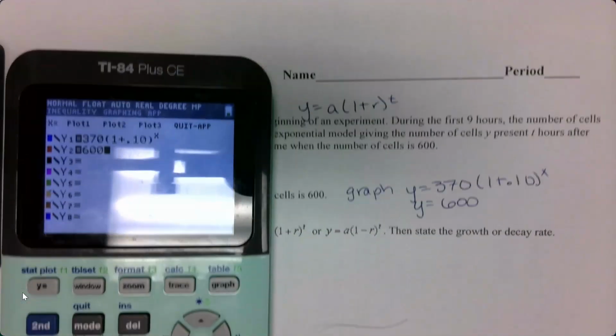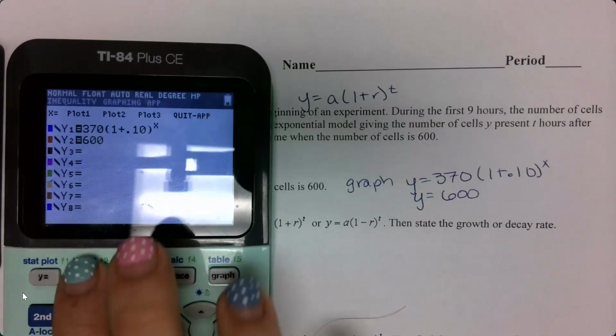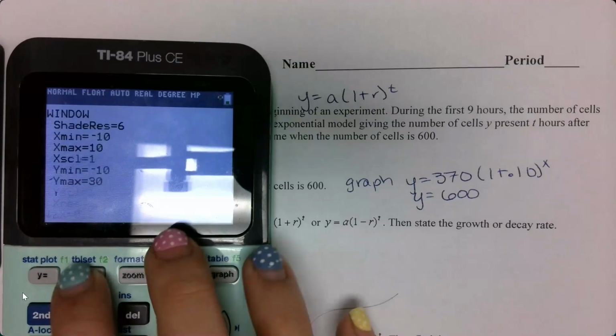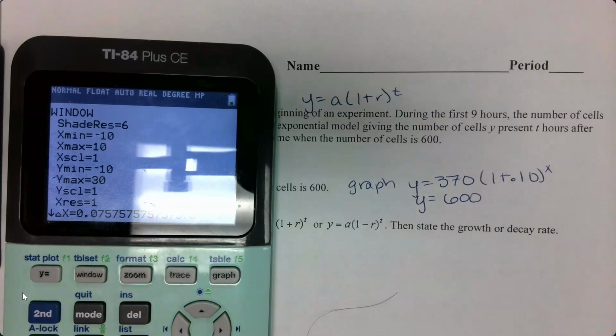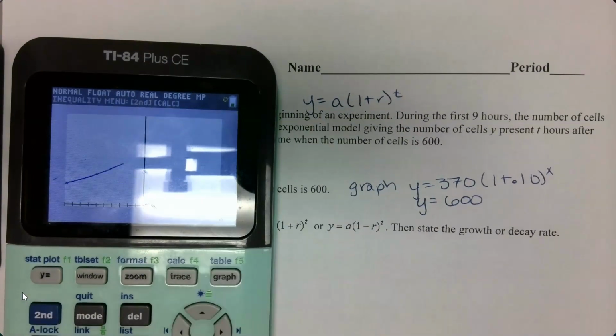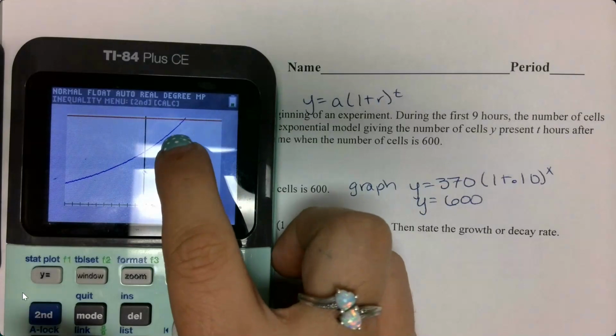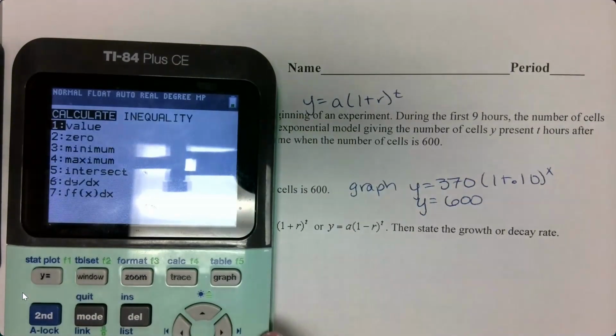I know my graph needs to go up to 600 to cover that y, so I'm going to go to window, and I want to go down to my y max. I need this to be at least 600, so I'm just going to do 610, and then I'm going to graph it. So I want to see where these two are crossing, the red and the blue line. I'm going to go, second trace. I want where they're crossing, so that's going to be choice 5, intersect.